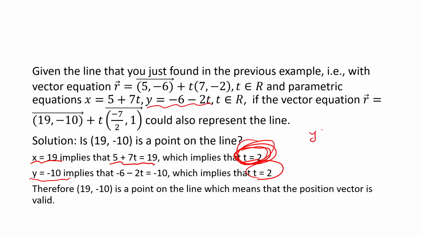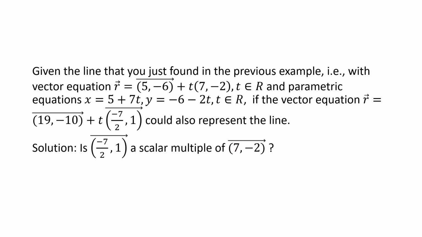And when you plug that in, -6 minus 2 times 2, you get -10, which is what we were supposed to get if it was a point on the line. So what we've just shown is that 19, -10 is a point on the line, which is another way of saying if we started at the origin and traveled the vector 19, -10, we would get to a point on the line, meaning the vector 19, -10 is a valid position vector. Okay, part 1 is done.